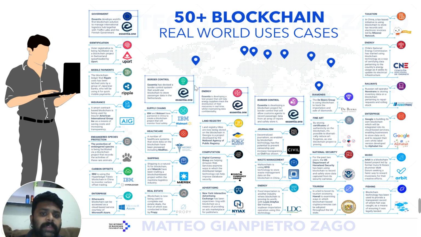Some of the major things I can showcase for you here are IBM and Walmart. IBM is used for supply chain, and MEDAC, that is healthcare, which they have been using for shipping, for real estate, and advertising agencies are using it. Land registry is going through blockchain only nowadays. Journals, border controls, waste management, energy, tourism, national security, fine art, diamonds. Even in diamond sectors, they are using blockchains.